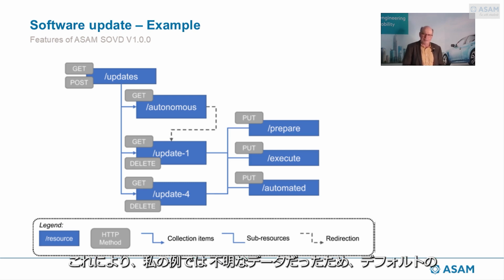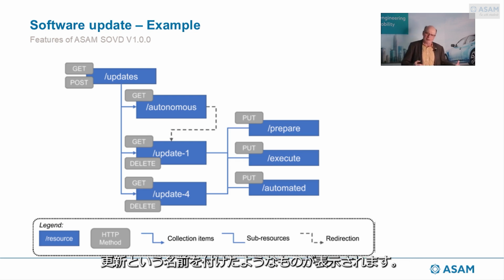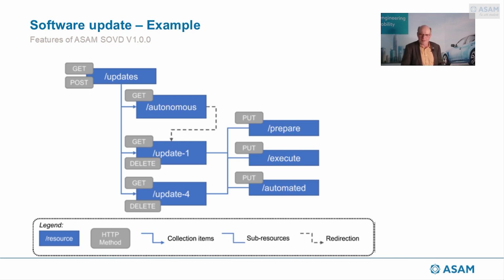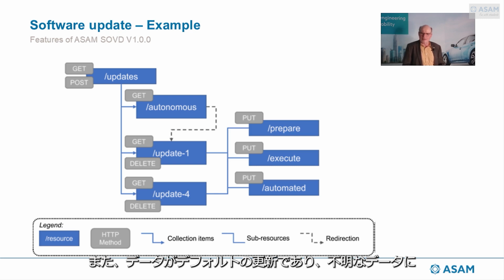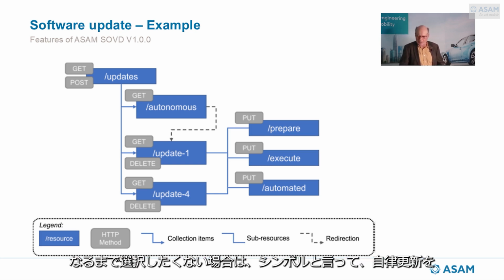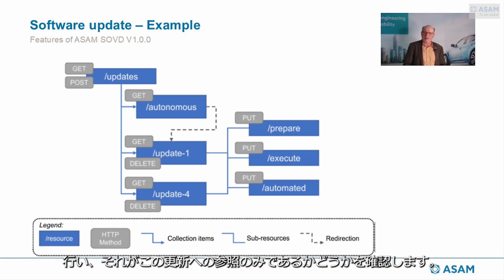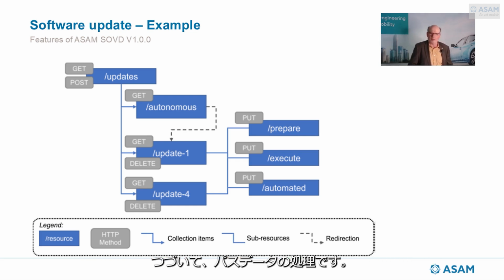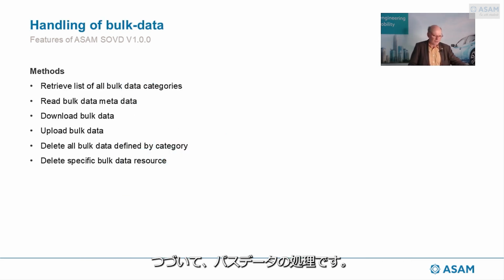This gives you something like, I would name it default update. In my example, it was Anton, Bertha, Caesar. And if Bertha is the default update and you want not to select, if you make Anton, Bertha, Caesar, then you say simple, make the autonomous update, and you see it, it's only a reference to this update Bertha.